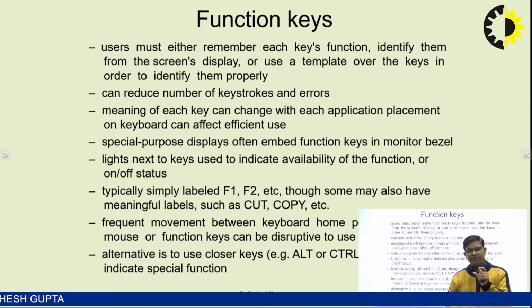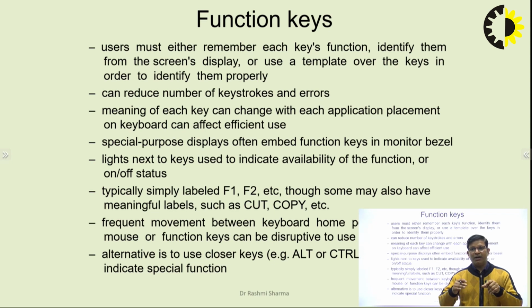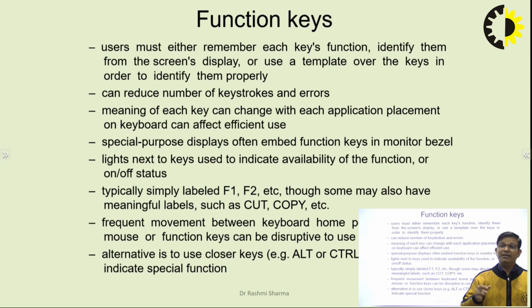Because a particular function can include a combination of tasks, can we do it with a single key? So we reduce the number of keystrokes. For example, there are many options where we have to press the Alt key and Control key, or press 3 keys at a time. So we can place those on the function keys. Keep in mind that the meaning of function keys can change as we open different applications. It is based on the application.